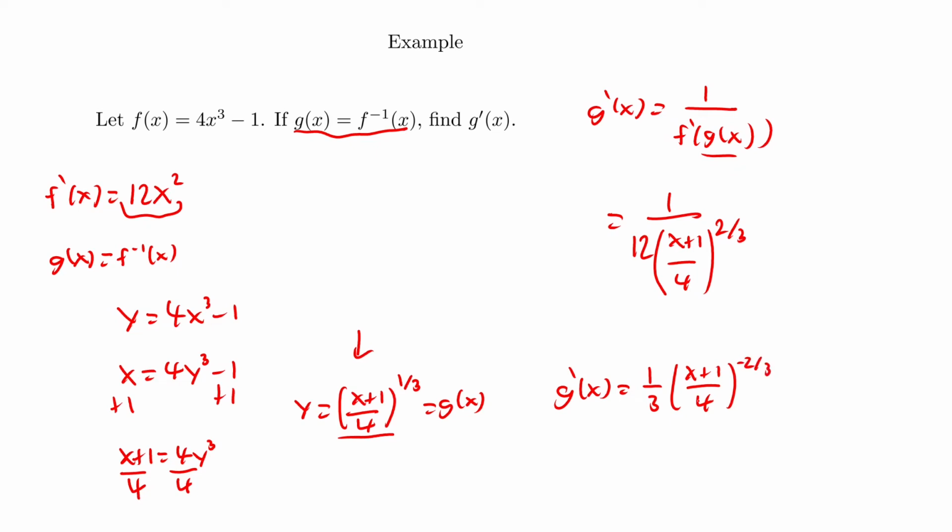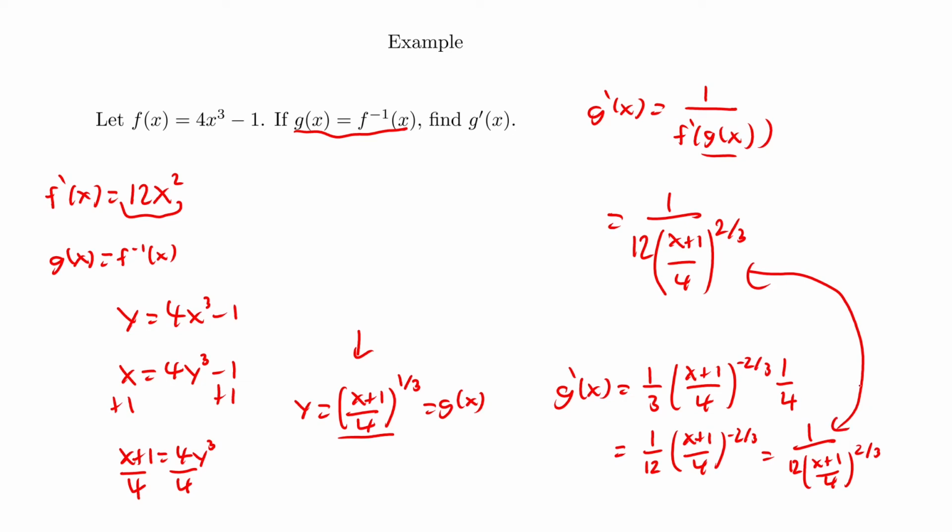And then we take the derivative of this x plus 1 over 4, which is just going to be 1/4. And if we simplify this thing, this is going to be 1/12 x plus 1 over 4 to the negative 2/3. Or we could have even written this as 1 over 12 times x plus 1 over 4 to the 2/3 down like this, which, as you can tell, is the same thing that we have up there.